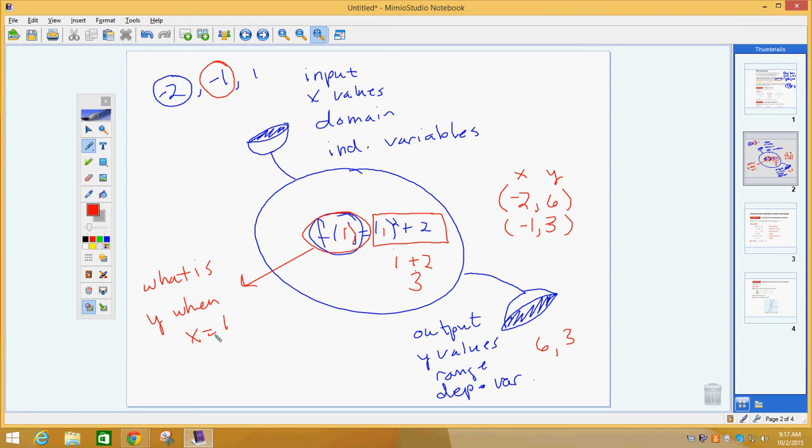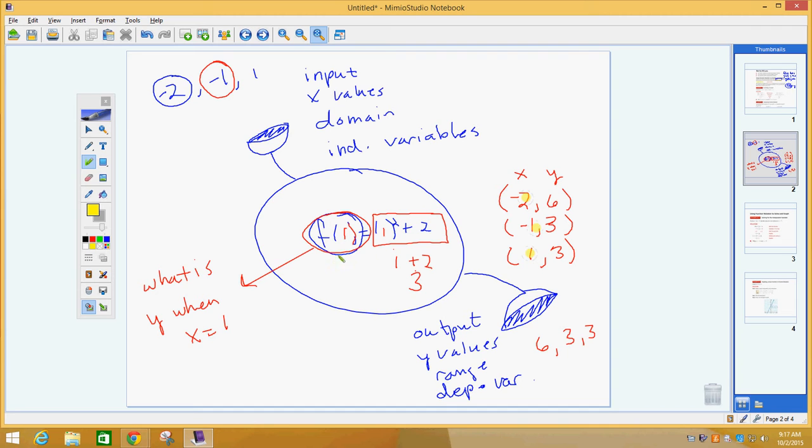What is y when x is equal to 1? So I simplify. Well, 1 squared is still 1, and plus 2 is 3, so it's still 3. So my next ordered pair would be (1, 3). Notice it is a function. None of the x values are repeating.